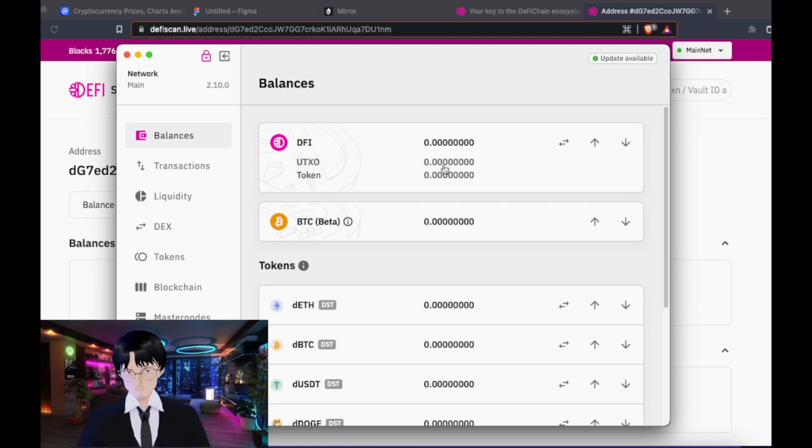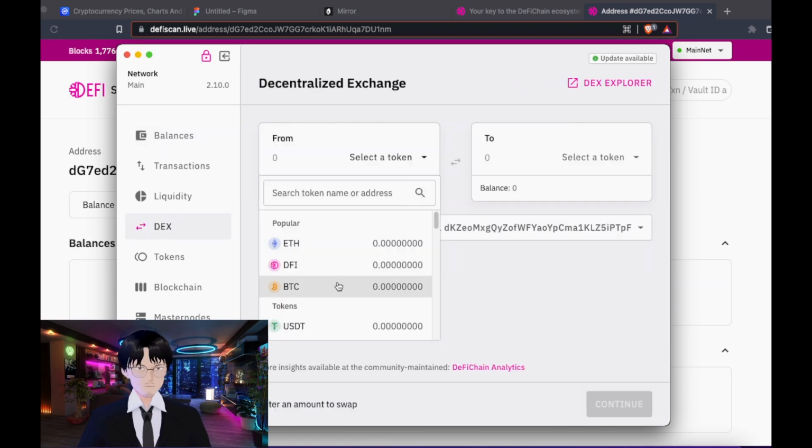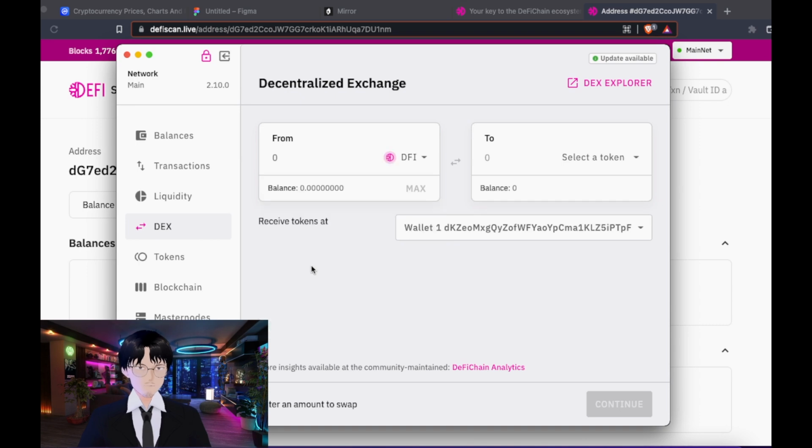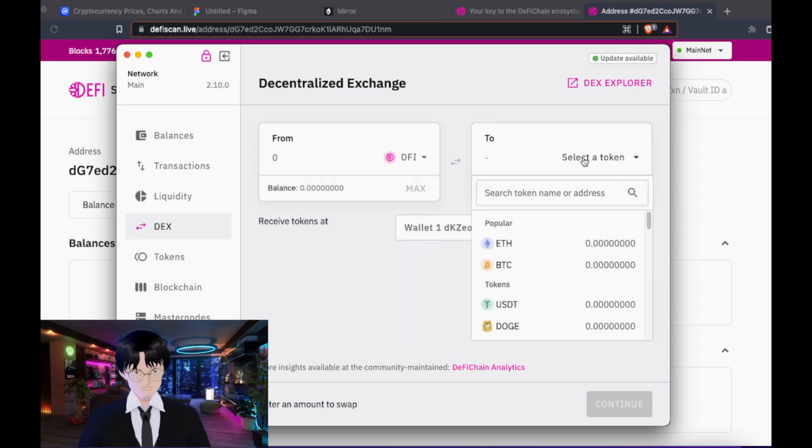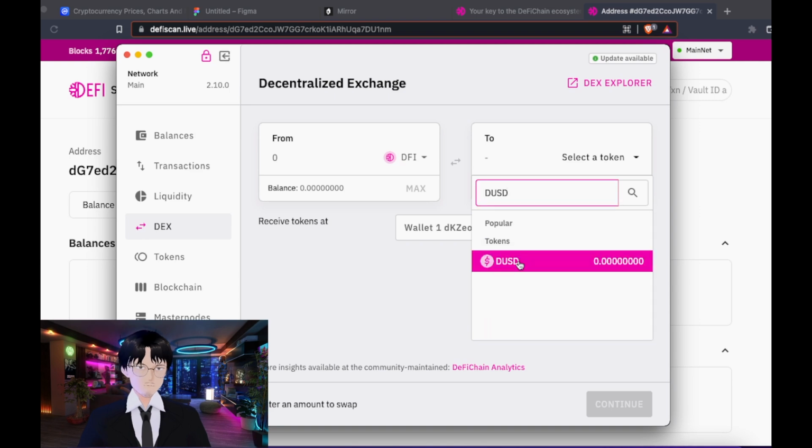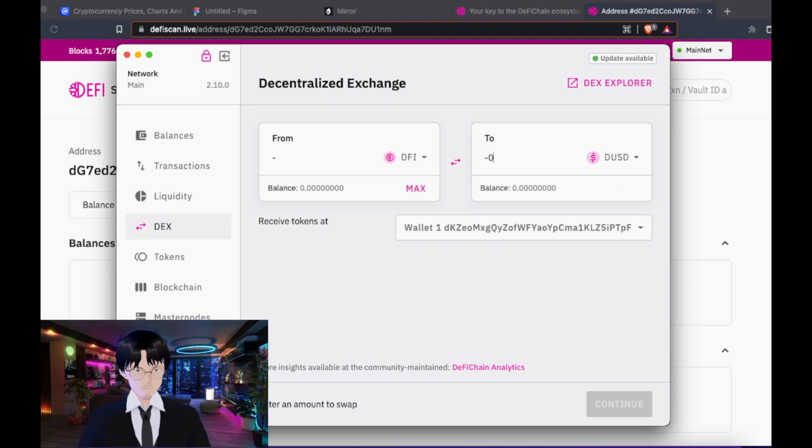Once you have your DFI and your Bitcoin inside of here, the next thing you want to go to is the DEX, and then select one of your currencies. Let's say you deposited $1,000. Now you're going to want to split this $1,000 equally, so $500 on a stable coin, which is the USD, and the other half to the stock that you want to earn dividends on. So let's say I got 500 of DFI over here, and then I would select the USD, and I'd get $500 worth of it, and I would make my swap.